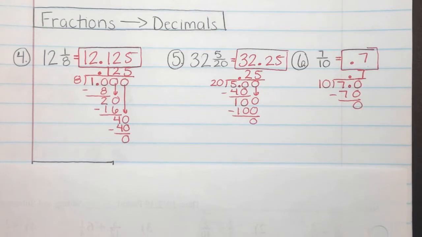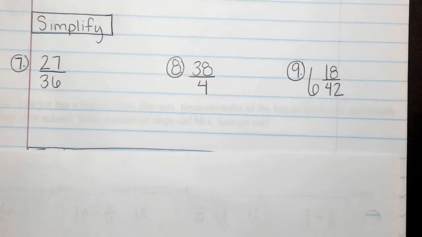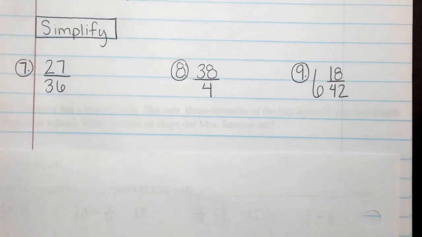All right, let's look at the next three. So here we are now simplifying. So this is what we just did in our math workshop. It's what we did on Monday and Tuesday. All right, I'm going to pause it while you work those out.